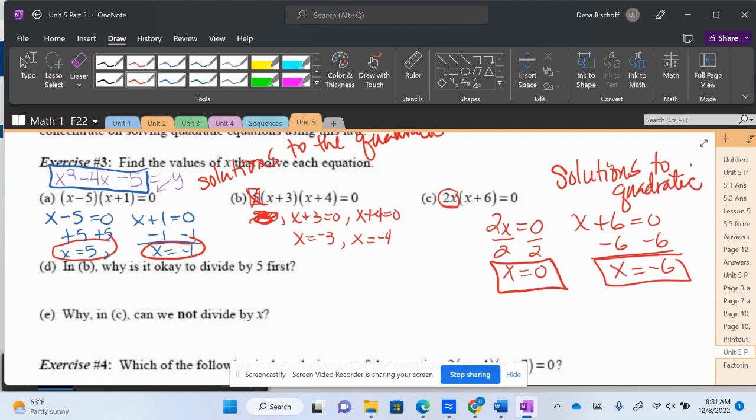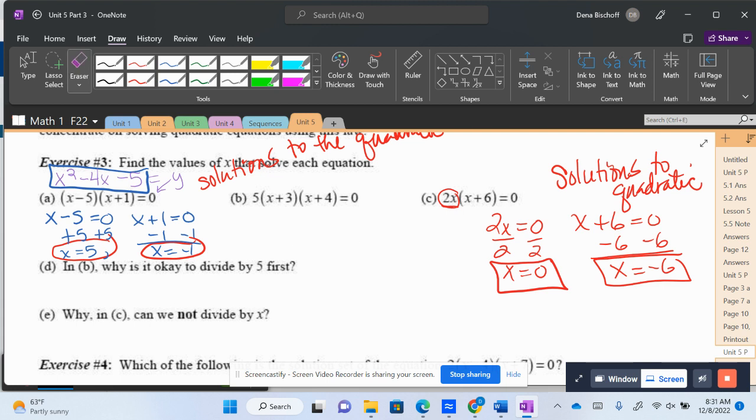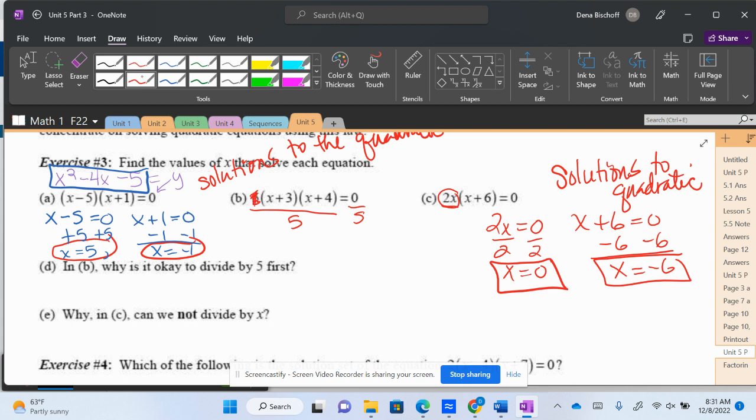Solutions. Okay. So in the first one, let's look at this really fast. It says in B, why is it okay to divide by 5? So if I wanted to get rid of this 5 and I divided both sides by 5, what is 0 divided by 5? Because that would make the 5 go away at the front, but what is 0 divided by 5? 0. That's why I just cancel it out.